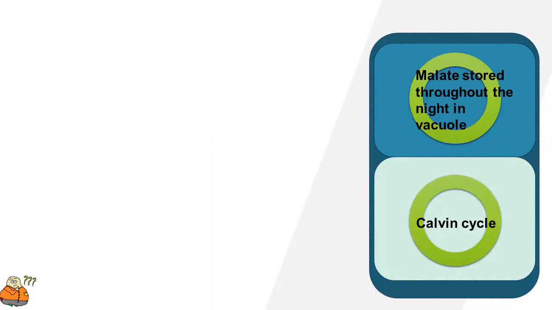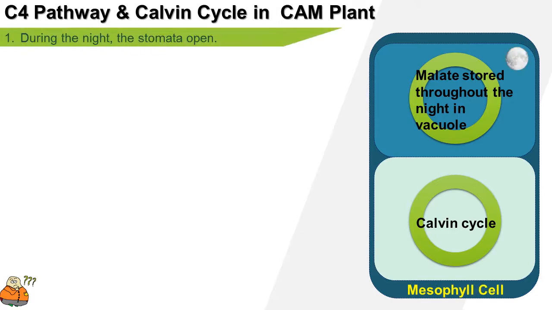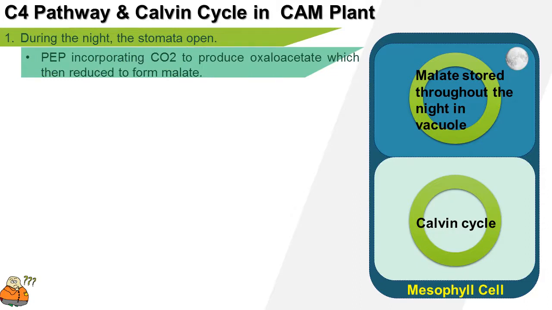Let's recall all the discussion for CAM plants and how they can reduce photorespiration. CAM plants only use the mesophyll cell, remember that, to fix all the carbon dioxide, and during the night the stomata are open. PEP fixes the carbon dioxide, producing oxaloacetate, and then oxaloacetate is reduced to malate.